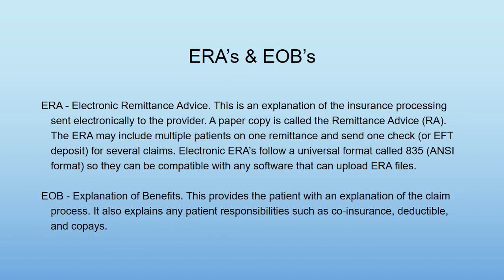ERAs and EOBs, I just wanted to define what those are and what the differences are. The ERA stands for Electronic Remittance Advice, and this is an explanation of the insurance processing that's sent electronically to the provider. A paper copy is called a remittance advice and is abbreviated just as an RA. But the ERA may include multiple patients on one remittance advice, like we mentioned on the previous slide, and they'll usually send one check or one EFT deposit for several claims.